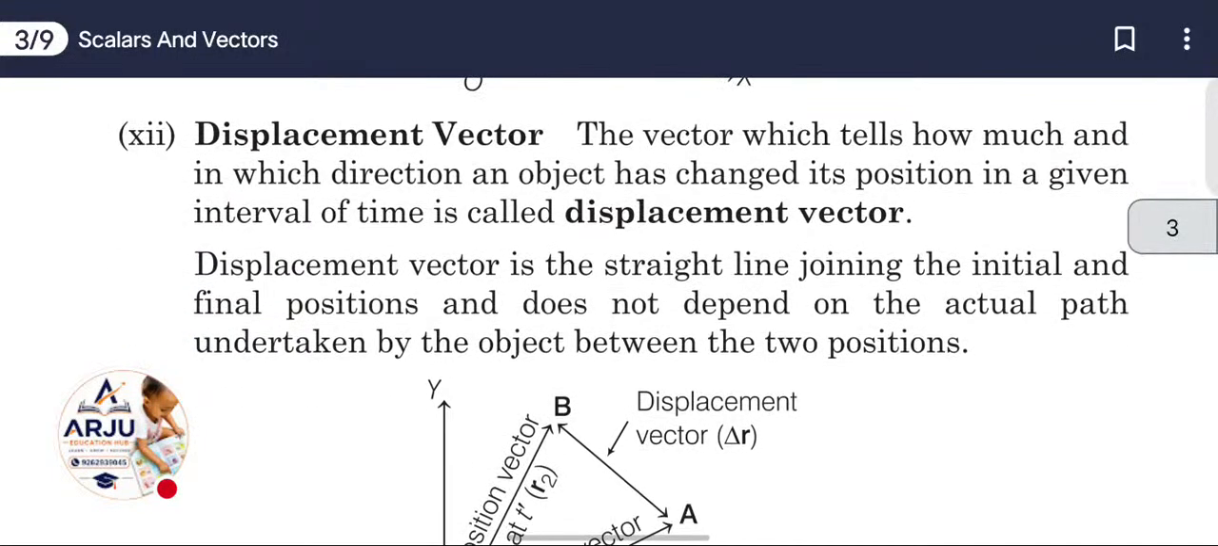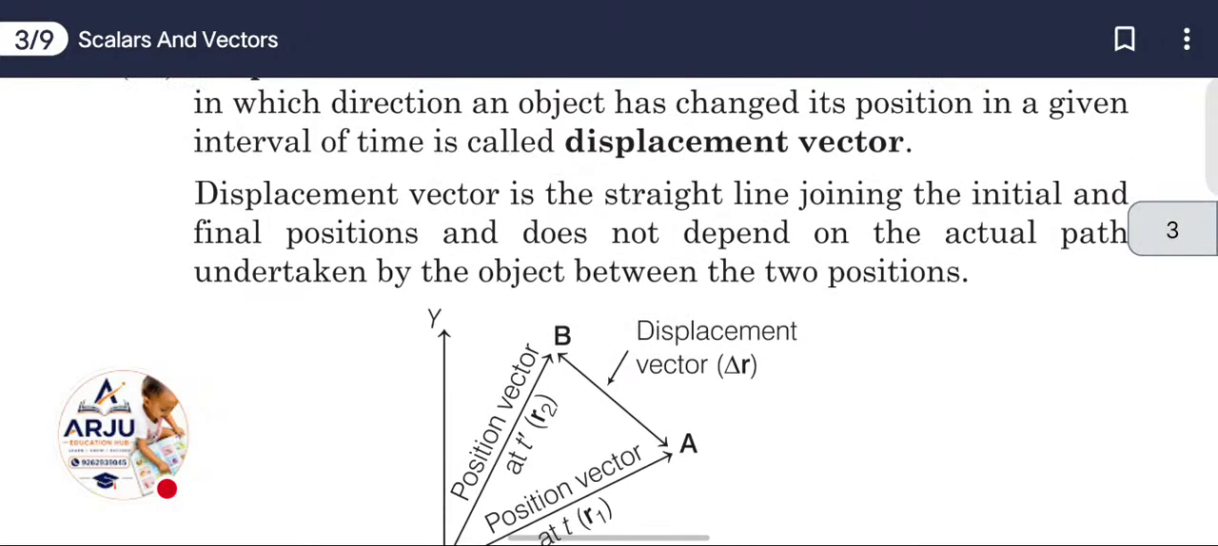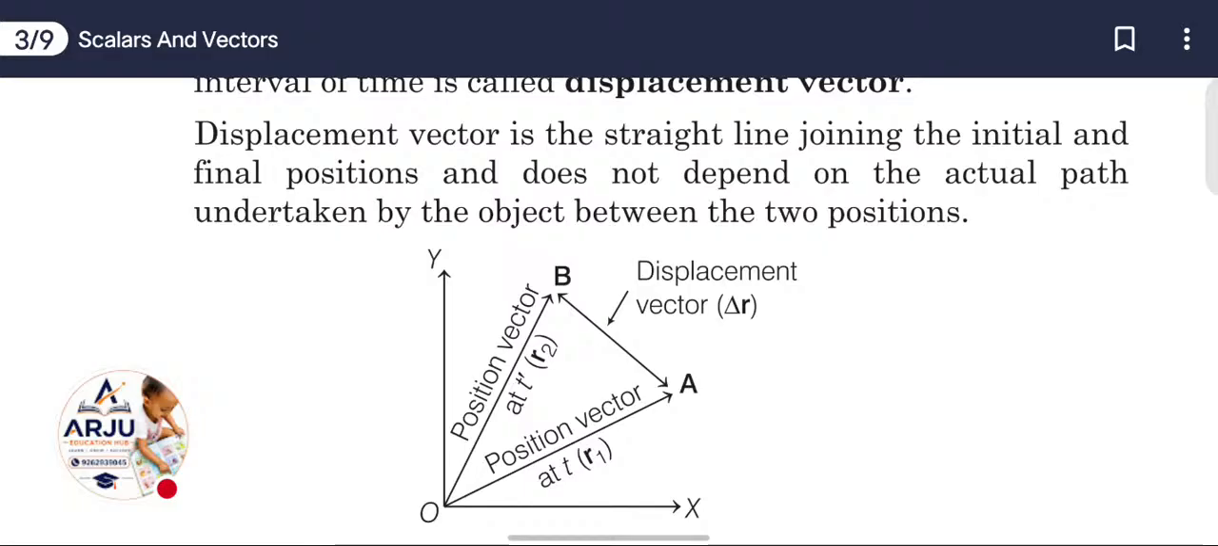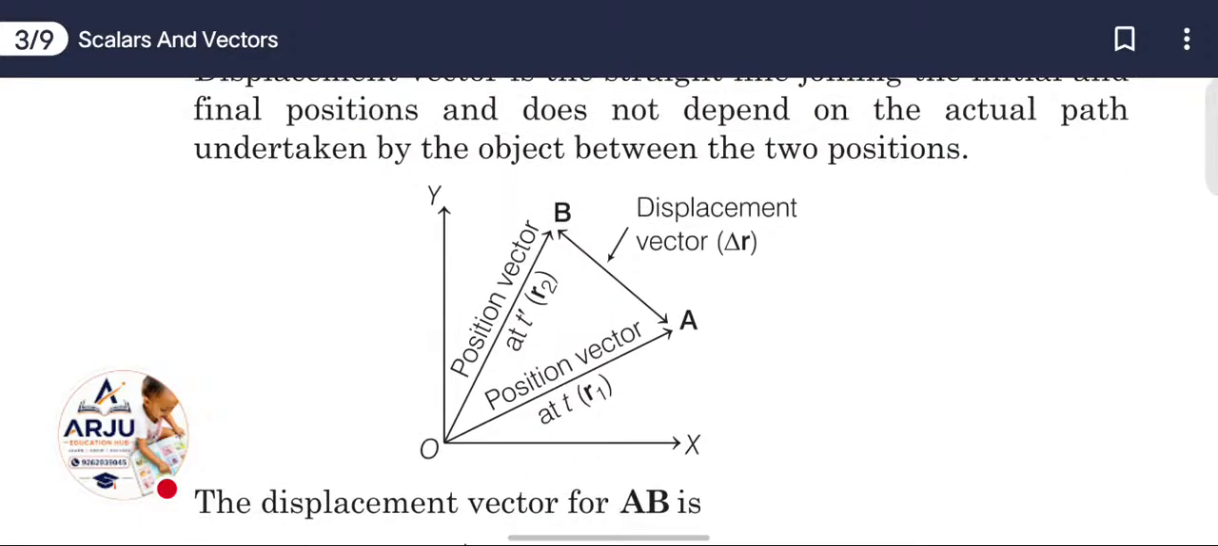So displacement vector. Next, we have the displacement vector. The vector which tells how much and in which direction an object has changed its position in a given interval of time is called a displacement vector. The displacement vector is the straight line joining the initial and final position, and does not depend on the actual path undertaken by the object between the two positions.